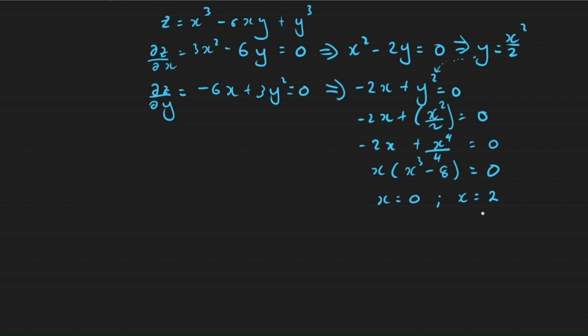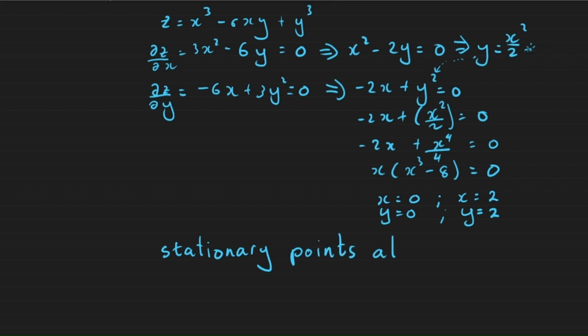We can now determine the corresponding y values. We know that y is x squared over 2. So 0 over 2 is just 0, and 2 squared over 2 is 2. 2 squared is 4, 4 divided by 2 is 2. So when x is equal to 0, y is equal to 0. And when x is equal to 2, y is also equal to 2. So we know that at the points (0, 0) and (2, 2), we have stationary points. So there are stationary points at (0, 0) and (2, 2).